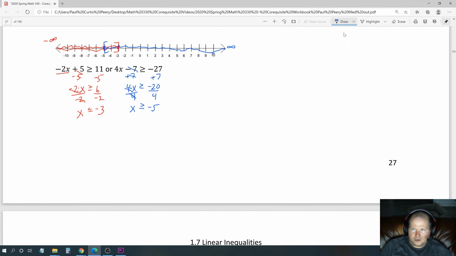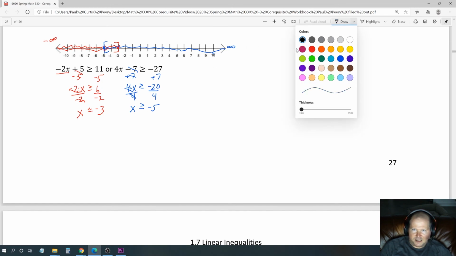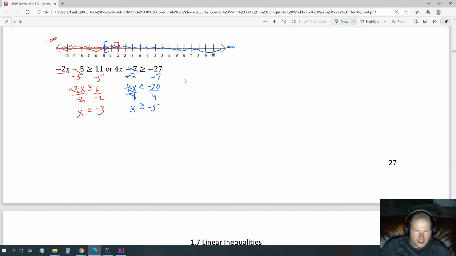Now remember, we want to include everything that's shaded in, either in the first equation or the second equation. And that looks like everything is shaded in. Since everything is shaded in, you're going to have a negative infinity to a positive infinity, with parentheses next to both. There you go.